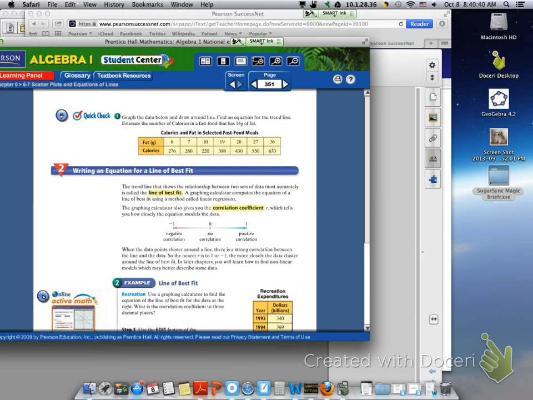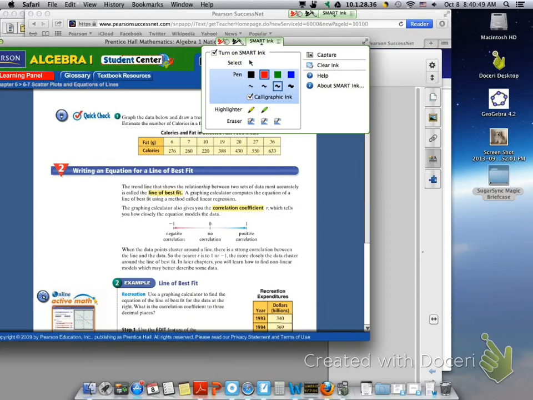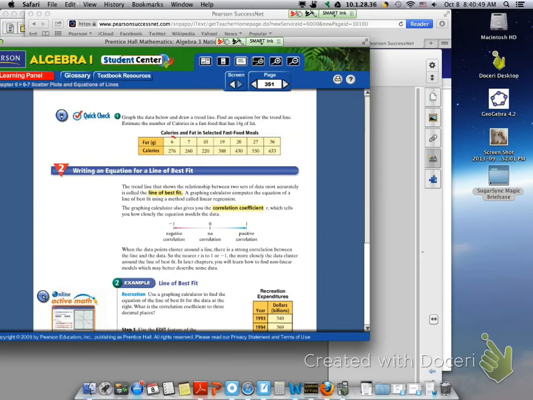Why? Because you would see for 6, it's 276, and then for 10, it's 220. Okay? There's no linear correspondence here, right? If this increases, then this also should increase, but it doesn't. But there's a trend that seems to happen here. Once you plot these points on a graph, you would see that trend become more obvious. So let's go and plot this.